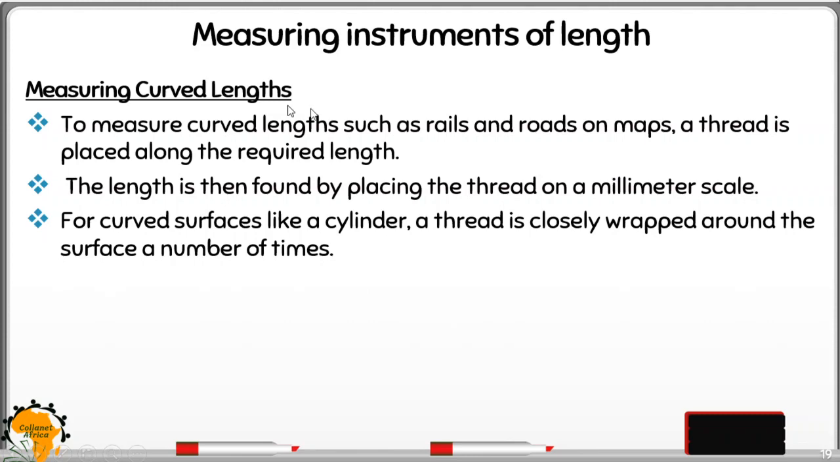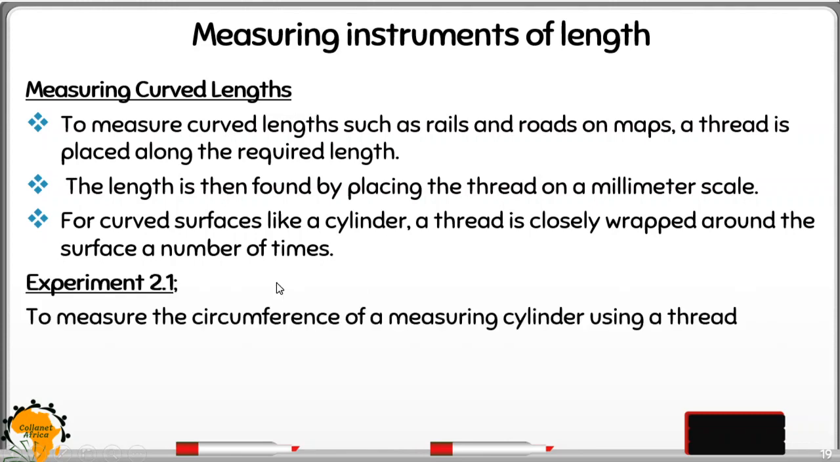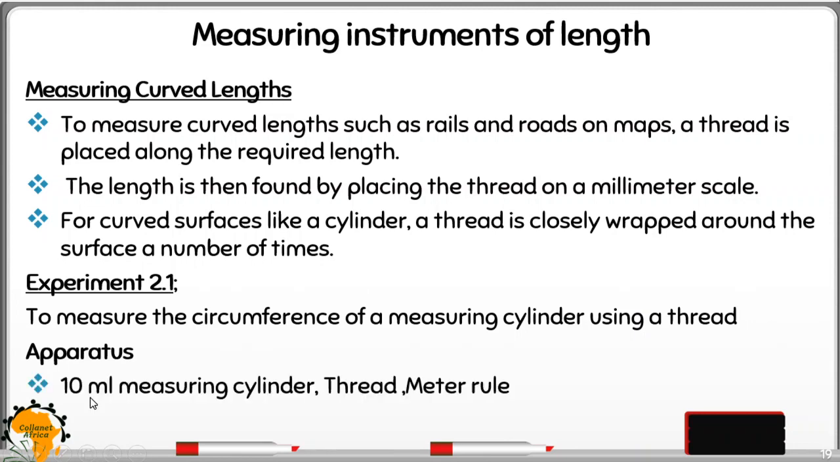We can use an experiment to illustrate that. You want to get the diameter or the circumference of a measuring cylinder, and we are going to use this as the apparatus. We have a 10 ml measuring cylinder, we have thread, we have a meter rule. Then we move to procedure.